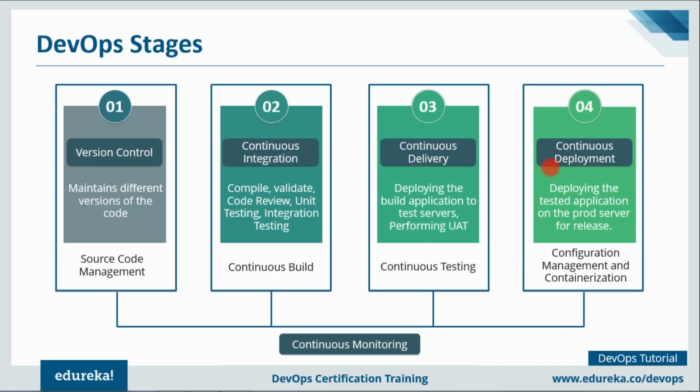Now, under this continuous deployment, we have configuration management and containerization. So configuration management tools are basically Chef, Puppet, Ansible, and SaltStack, which can provision and deploy your application onto the prod servers. And containerization is basically Docker containers, which serves a similar purpose. Once your application is live, it will be continuously monitored by tools like Nagios or Splunk, which will provide the relevant feedback to the concerned teams. So that's how DevOps works. So these are the various stages involved in DevOps, right?